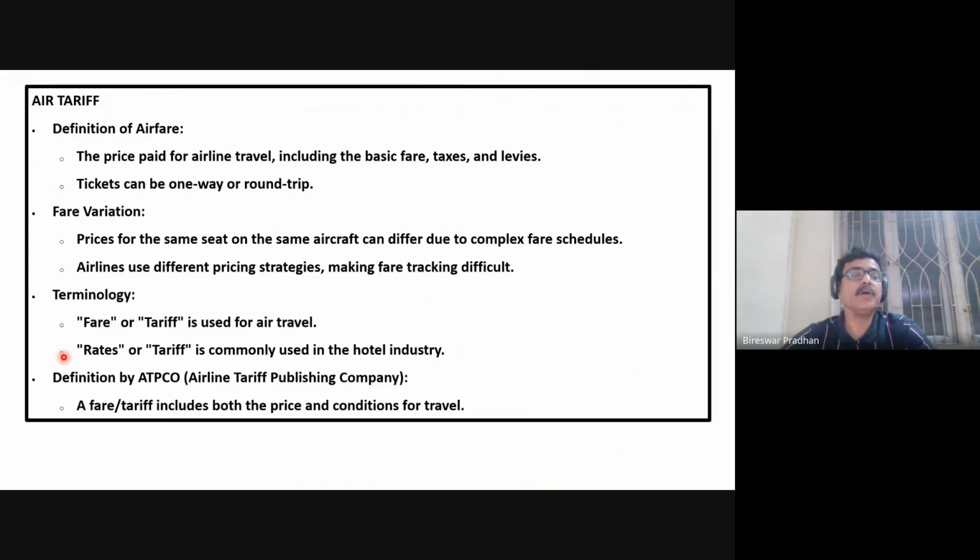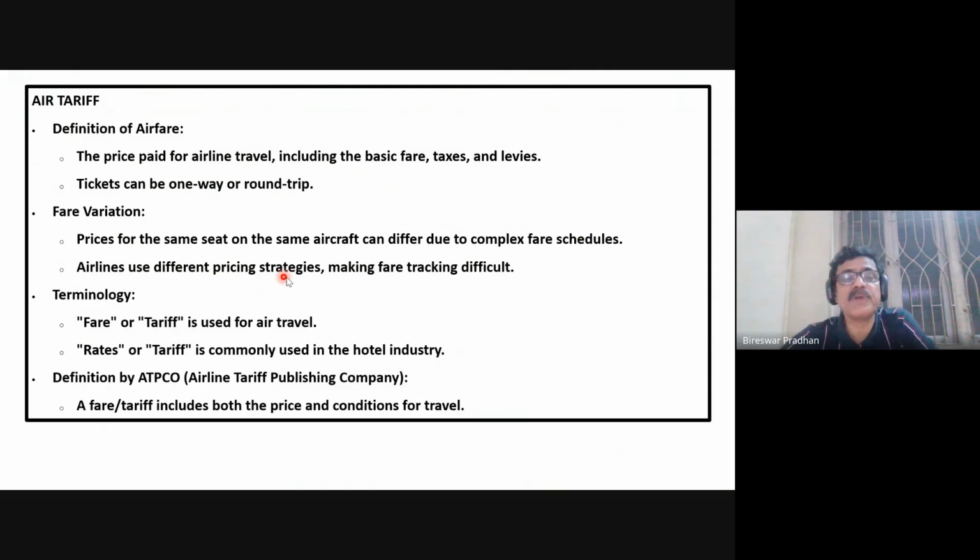Now, airfare. Definition of airfare: the price paid to the airline for travel, including the basic fare, taxes, and levies. So these are the base for airfare: basic fare, taxes, and levies. A ticket can be one way or round trip. Fare variation: the price of the same seat on the same aircraft can differ due to complex fare schedules. If you book a few days before, it is less, but if it is on the day of the journey, it is more, depending on demand and supply also.